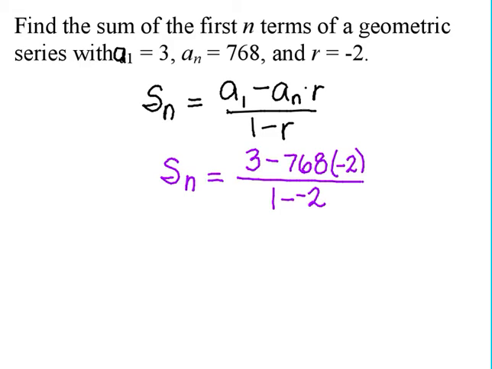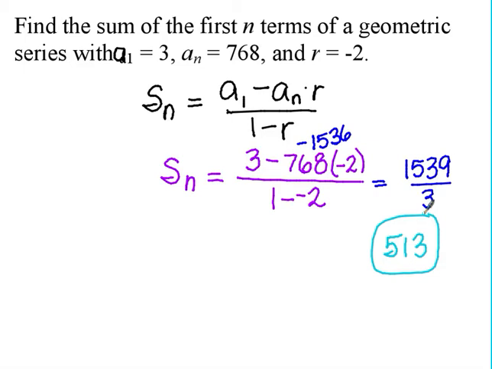Okay. So, 768 times negative 2 is negative 1536. So you're going to have 3 minus negative 1536, which should be 1,539 divided by 3. So when you calculate that, you end up getting 513. So based on what you're given, you get to decide which of the two formulas you're going to use. So far, so good?